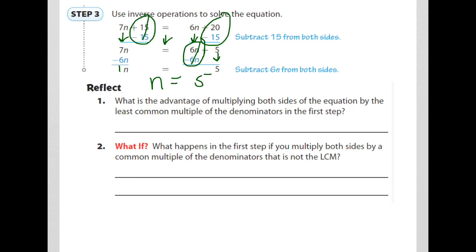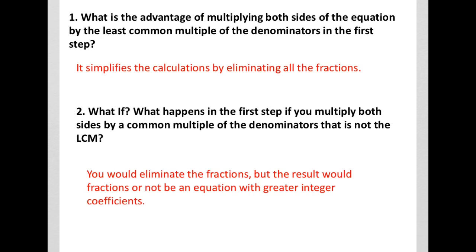Okay, it asks us, what is the advantage of multiplying both sides of the equation by the least common multiple of the denominator in the first step? And then the second one says, what happens in the first step if you multiply both sides by a common multiple of the denominator that is not the least common multiple? Okay. Well, what's the advantage of multiplying both sides of the equation by the least common multiple of the denominators?